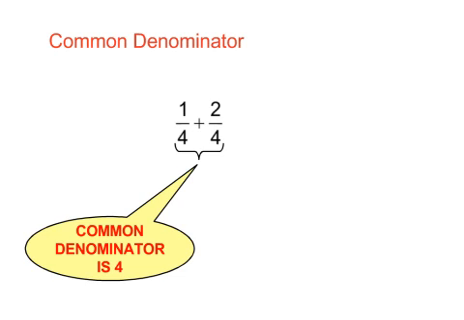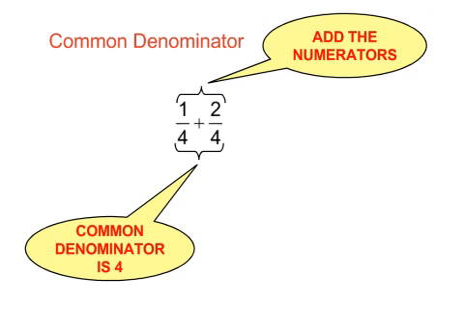Once the denominator is the same, then we can just go ahead and start adding the top numbers, called the numerators. In other words, 1 plus 2 gives us 3/4. So we leave the denominator alone and we add the numerators. So the answer is 3/4.